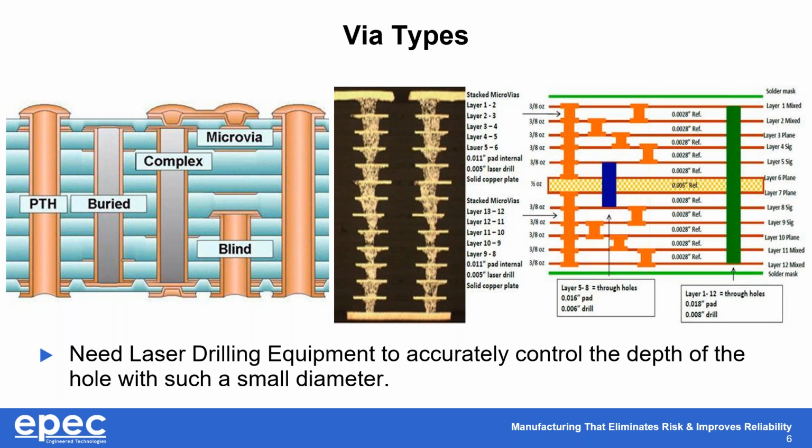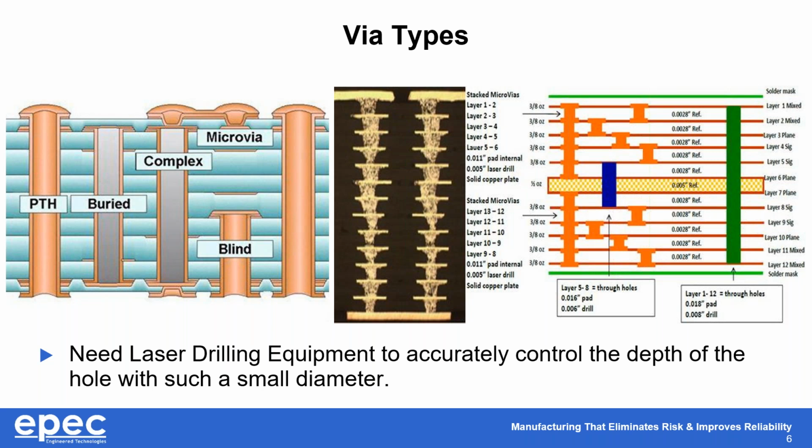Now you're also looking at what are blind vias, which means that they connect an outer layer to an inner layer so they don't go out to the other side. Buried vias are basically, as they say, buried inside of the 2 outer layers, and they can connect any number of different layers. Complex vias, in this particular case, are a buried via that has micro vias on top of it.